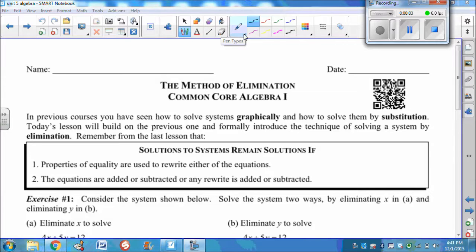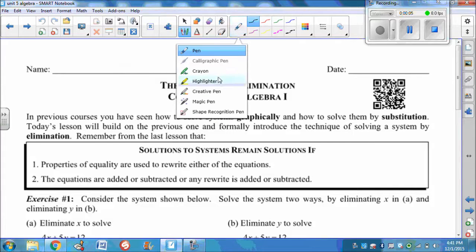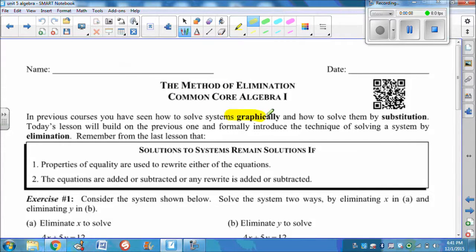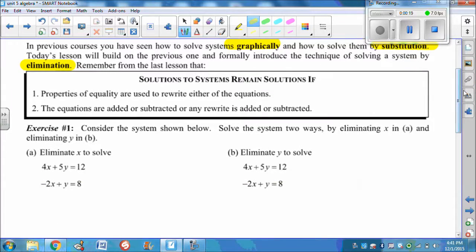The method of elimination. So we've learned solving systems graphically. We've learned solving systems by substitution. And then last lesson hinted at our third method of elimination. So let's revisit. Solutions to a system remain solutions if properties of equality are used to rewrite either of the equations, and the equations are added or subtracted, or any rewrite is added or subtracted.